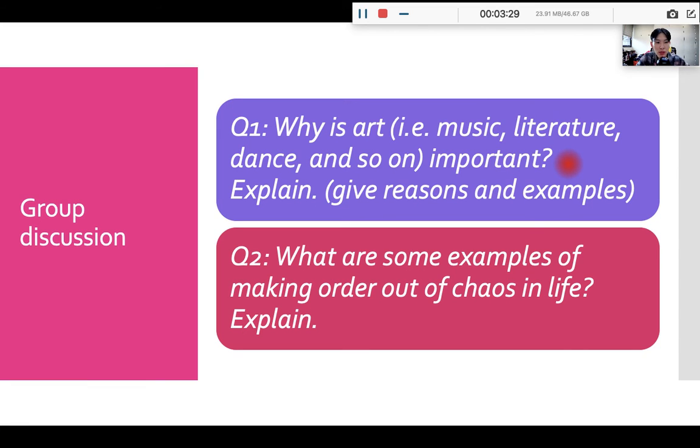So for the group discussion this week, I want you to answer two questions. First, this is a unit about art, so I would like you to explain why art is important. And the second question is about the talk. I would like you to give me some examples of making order out of chaos in life. What are some examples of finding rules in the mess in our lives? So when you answer these two questions, make sure you answer in an organized way.